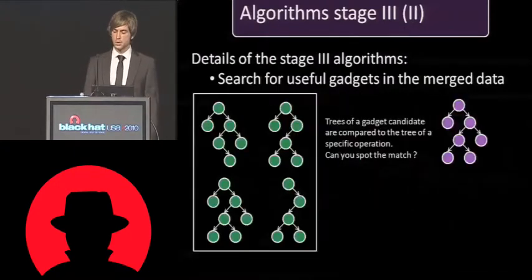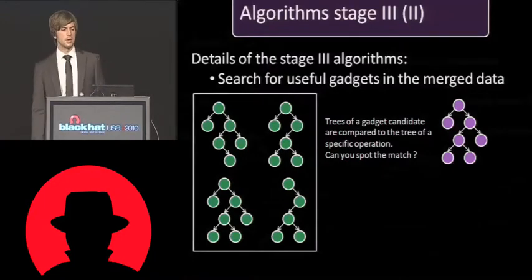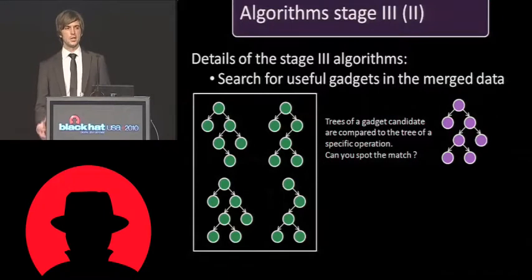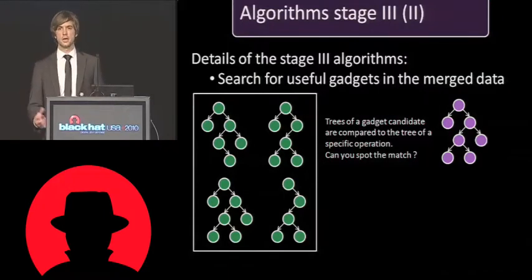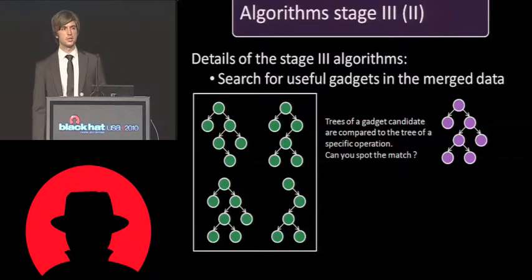Okay, how does that work? As you can see here, on the left side, there are some of the trees which might be found by the algorithms, and now we are trying to match those with the tree on the right side. And I'm pretty sure that you can really fast spot the match here and find the tree that exactly matches this operation. That is basically what we do.